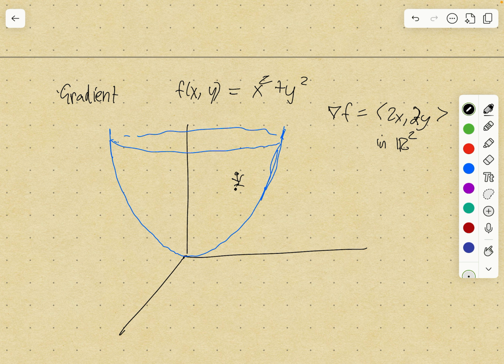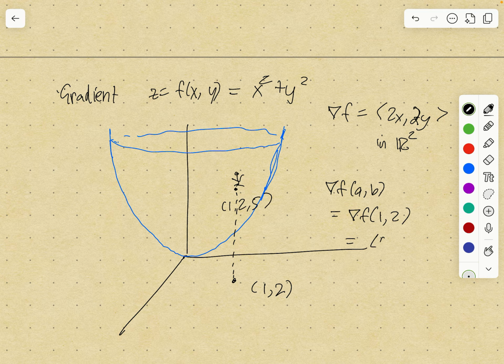And then they'll calculate the gradient. So let's say that you're at the point 1, 2. When x is 1 and y is 2, z is equal to 5, right? So you're at the point 1, 2, 5, and you want to know what's the direction of steepest ascent. Well, the direction is in the direction of the gradient, so that's going to be the gradient at 1, 2, that's 2 times 1, 2 times 2, that's 2, 4. So you move in the direction of 2, 4.